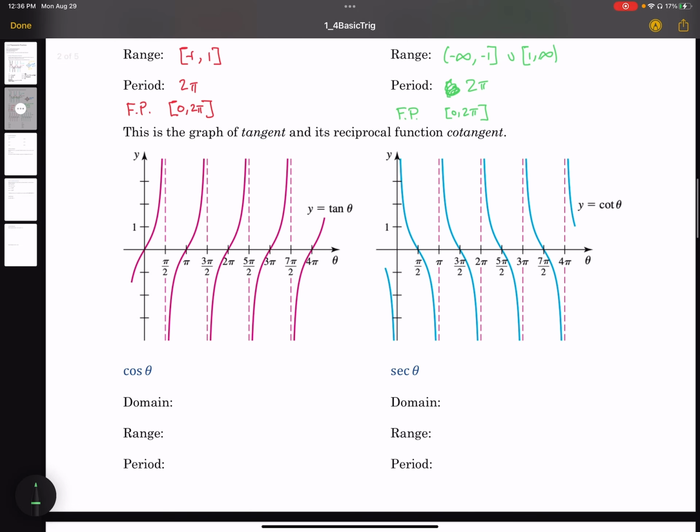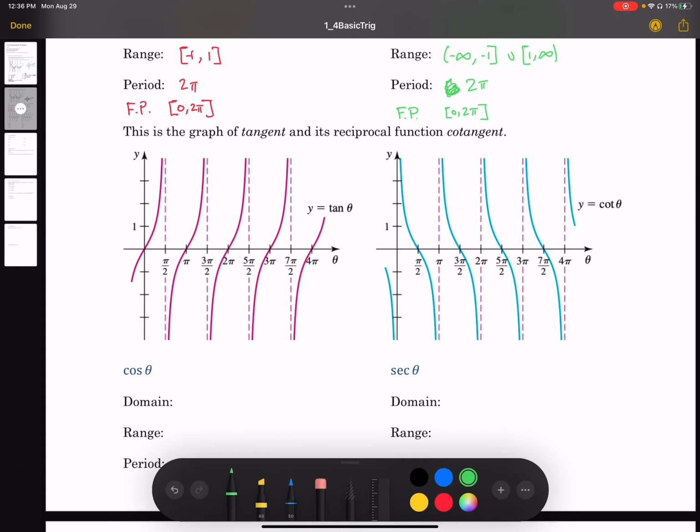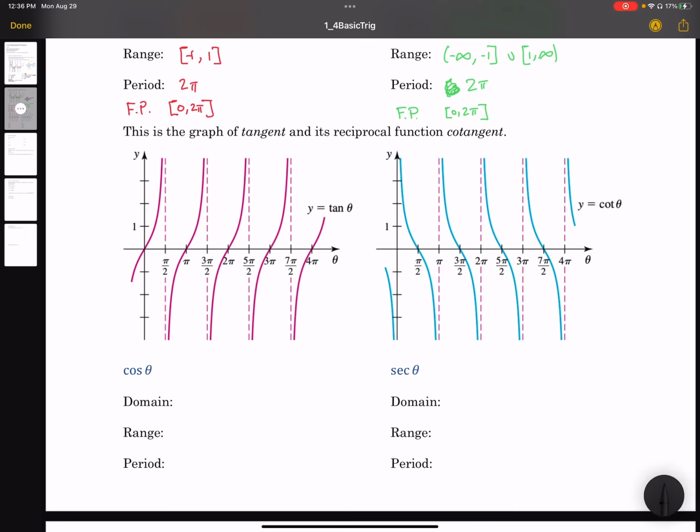And so last we have the graph of tangent and its reciprocal function cotangent. Why did I write? All right, hold on. Typo here. Let's fix that. I was copying and pasting and I did not catch this. This should be tangent theta, and this should be cotangent theta.